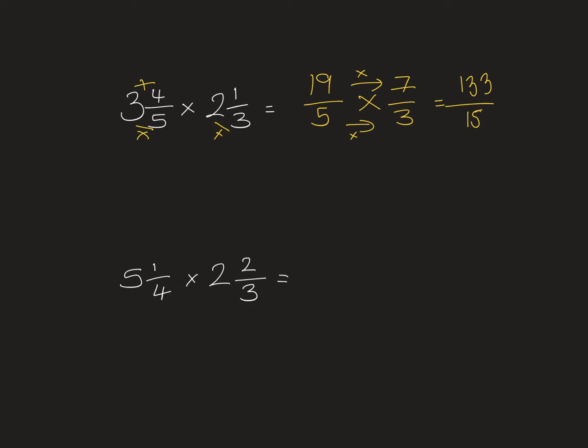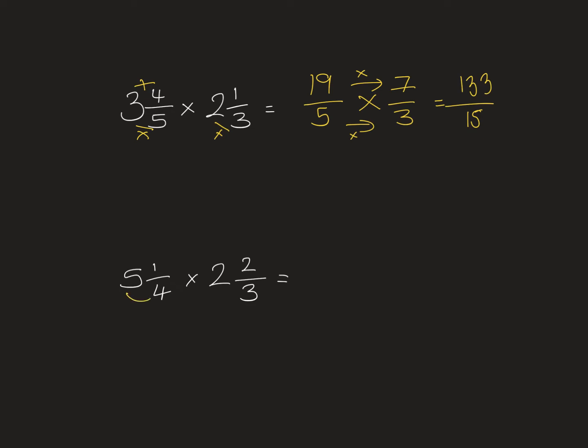133 doesn't divide by 3, it doesn't divide by 5, so there's nothing that's going to go into that. So it is just going to be 133/15. Right, you can pause the video and have a wee try at the second one here, or you can work through it with us as we go along.